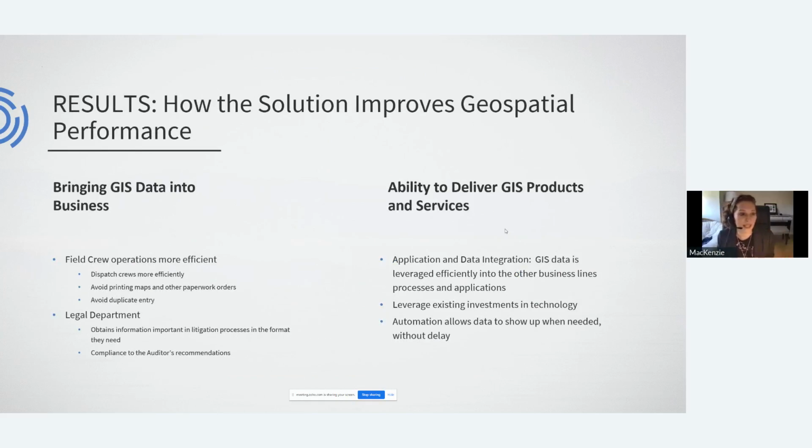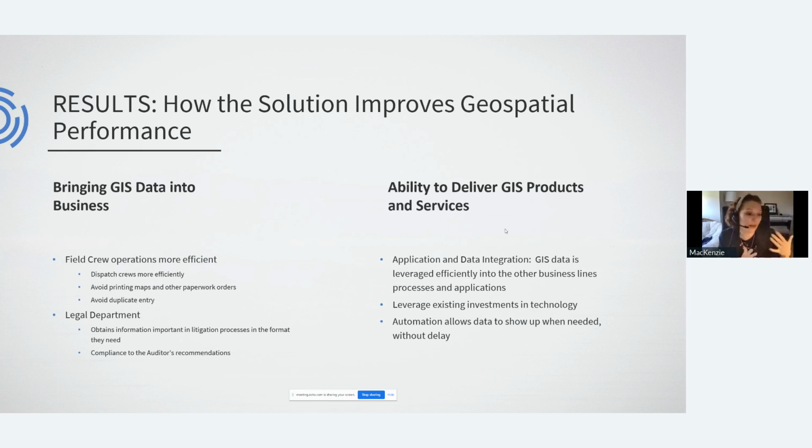So if I come back to the idea of how did the solution improve geospatial performance, I look at it in my two examples I did before. So the idea of bringing GIS data into the business, and then the ability to deliver GIS products and services. So, bringing GIS data into the business, the field crew operations were able to be more efficient. So they can dispatch crews more efficiently. They can avoid printing paper maps and redundant steps in order to create work orders, and avoid duplicate entry in multiple systems. So by using maps and mapping data, they were able to help the field crews operate more efficiently.